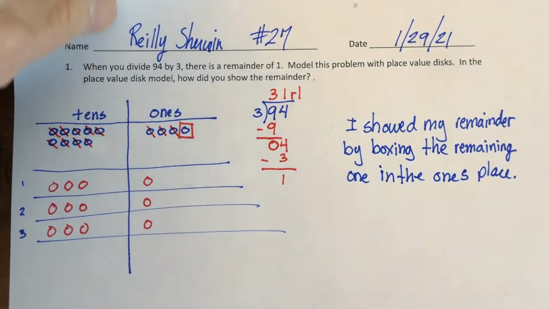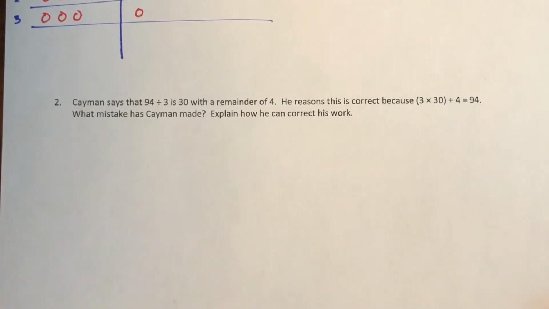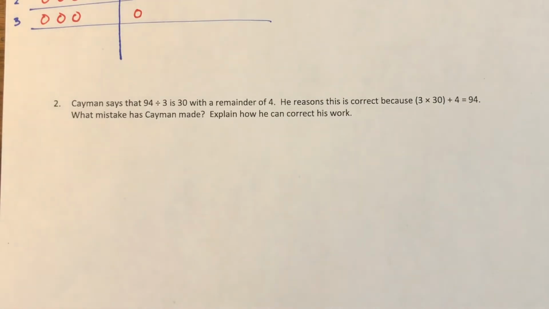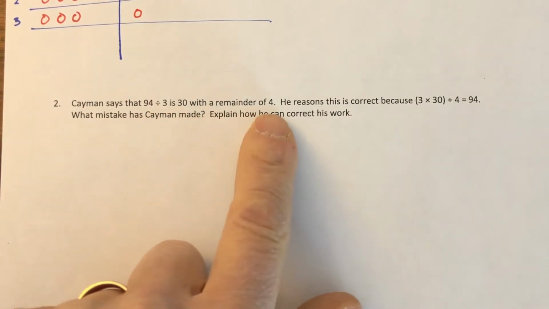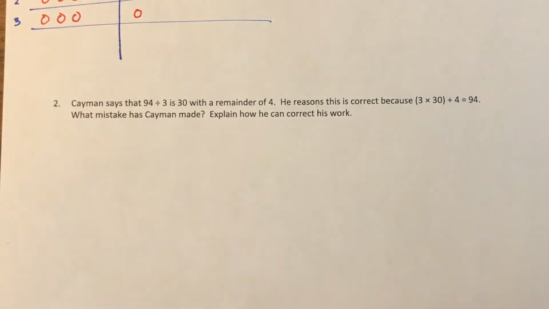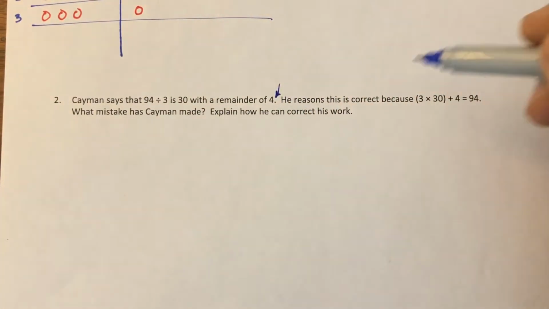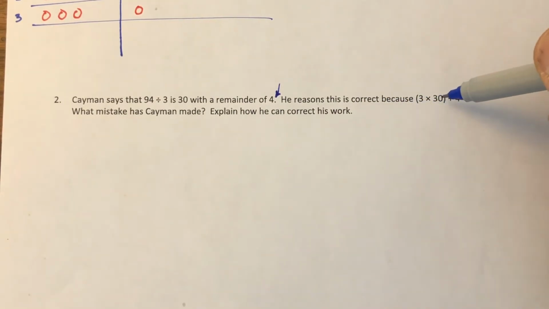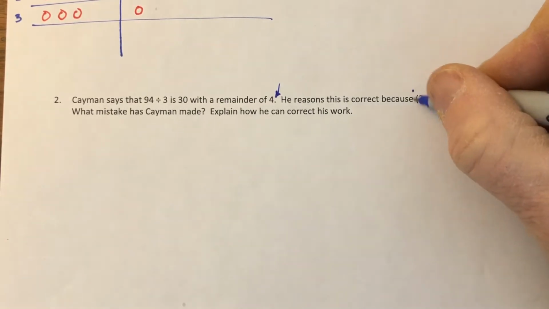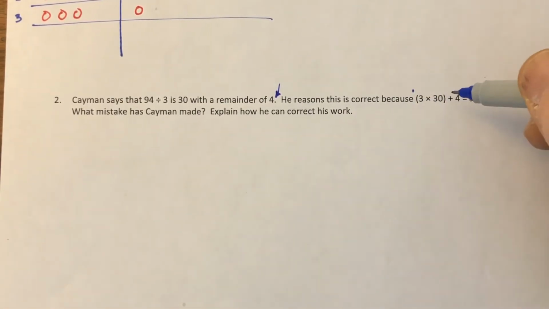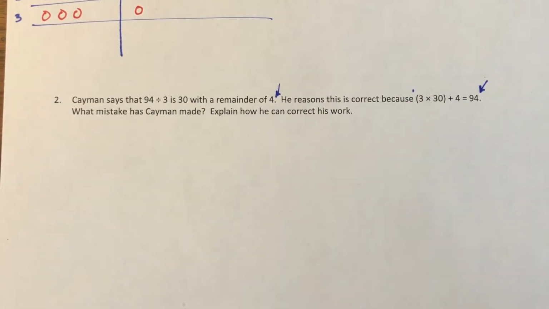All right, let's move on to the second one. Now the second one we have to play teacher on. This one here is finding out a mistake that Cayman made. So it says Cayman says that 94 divided by 3 is 30 with a remainder of 4. And then it says here, he reasons this is correct because 3 times 30 plus 4 is 94. Well, this math right here is correct. 3 times 30 is 90, plus 4 is 94. But he made a mistake here. What mistake has Cayman made? Explain how he can correct his work.